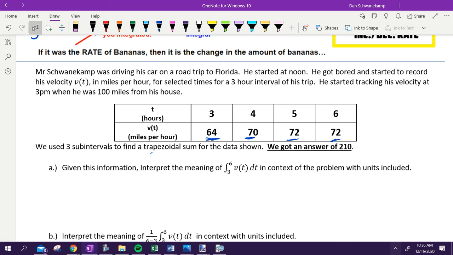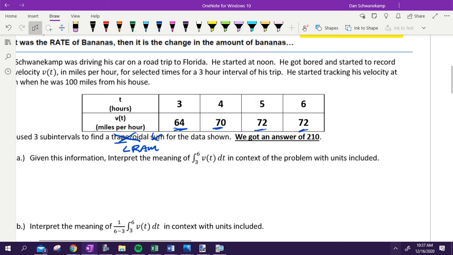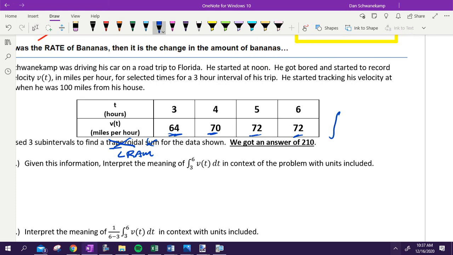I say trapezoidal sum. Let's just act like I said LRAM. It doesn't matter. That's not going to be exactly right. I did this lesson before when I'd already taught trapezoidal sums, and I haven't taught it yet. So just act like it says LRAM. And we got 210. So, in general, we integrated from 3 to 6 this velocity, and we got 210. That's what I'm saying. LRAM approximates the area under the curve. So I integrated from 3 to 6, and I got 210.